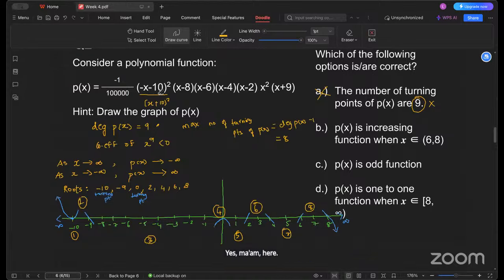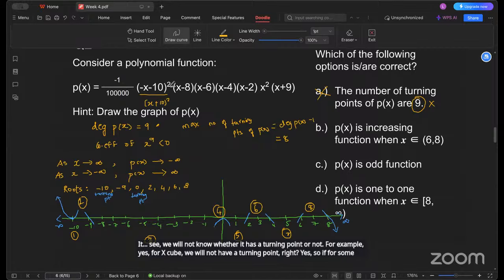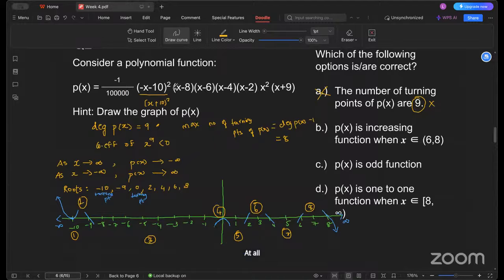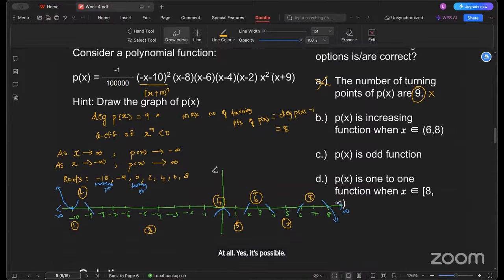The power becomes 3: minus x minus 10 to the power 3, suppose. Then there will be no turning point at that place. For example, for x cube, we will not have a turning point, right? Yes, for some cubic polynomials, we may not have a turning point at all. Yes, it's possible.